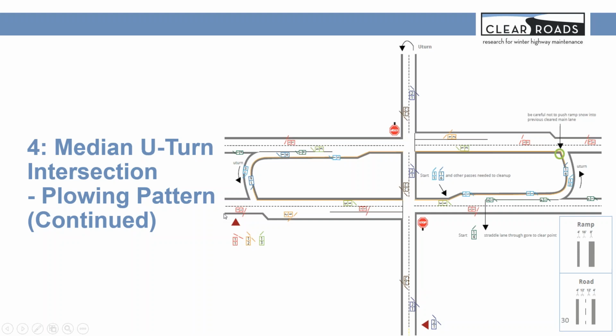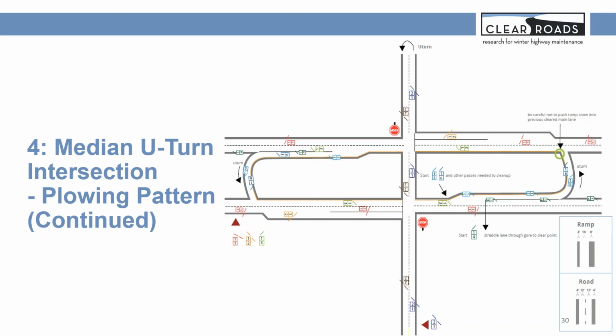So for pass 1, the track starts here and uses the front plow and the right wing plow, so they clear the right through lane, go across the intersection and turn around to still clear the right through lane and cross the intersection, and come back to the same starting point and start pass number 2.